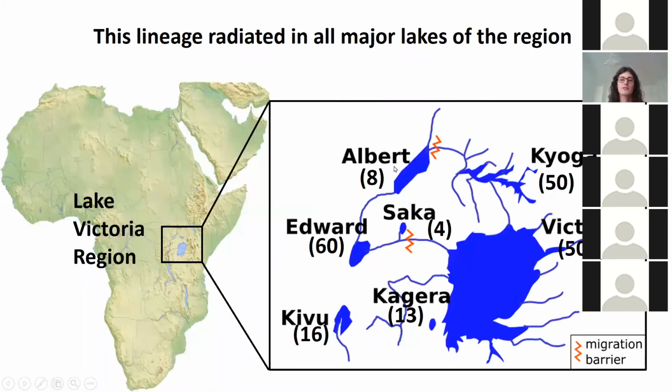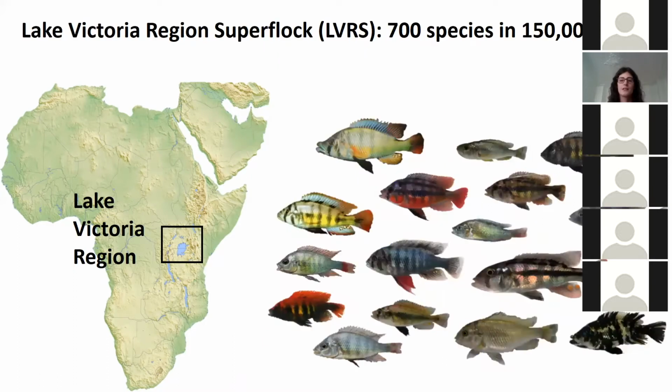And this lineage hasn't just radiated in Lake Victoria, it has generated 500 species there, but it has also radiated in Lake Albert, Edward, Kivu, in the Kagera lakes, etc. So in all lakes of this region, this same lineage has radiated over and over and over again. Together, it evolved 700 species, and this happened in just 150,000 years, so extremely rapid. This lineage is called the Lake Victoria region superflock, superflock because it's basically like an assemblage of flocks, an assemblage of different adaptive radiations.